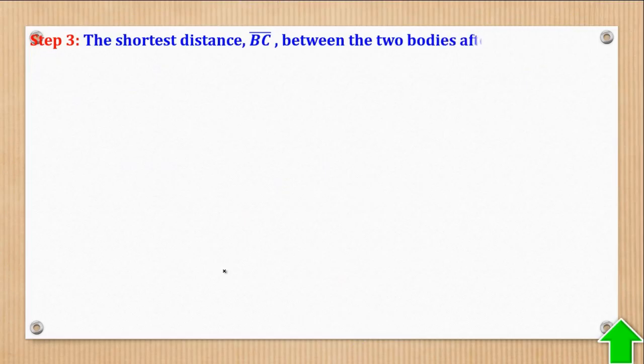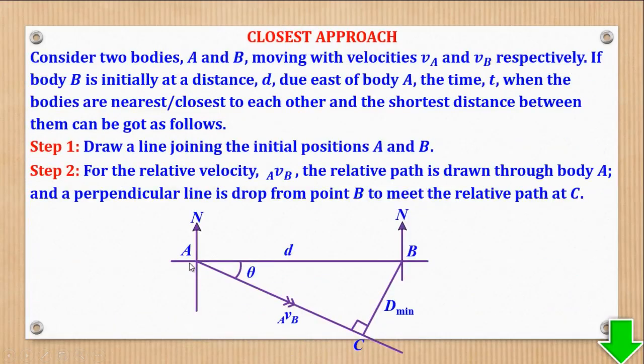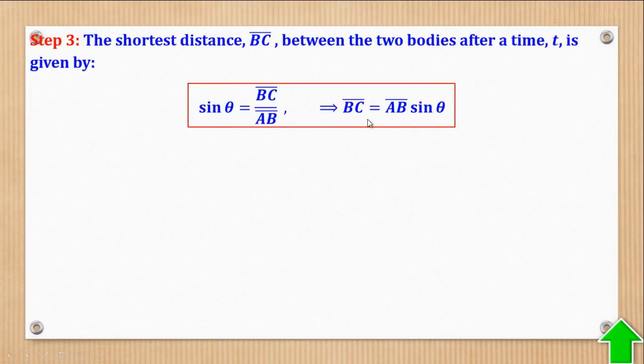So step 3, the shortest distance BC between the two bodies after time t is given by this, because this is now a right angle triangle. If you look here, this one is a right angle triangle, meaning using this I can say sin theta is equal to BC over AB, which is that.